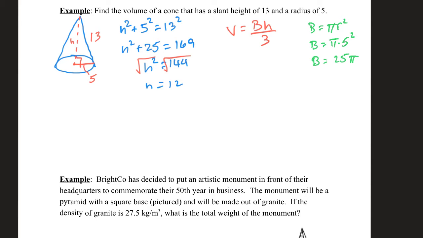Okay, so I have volume is equal to big B, which I just found, 25 pi, times our small h, which we found in the first step, which is 12, and then divide by 3. And we get a volume of 25 times pi times 12 divided by 3, which is 314.2, rounded to the nearest tenth.